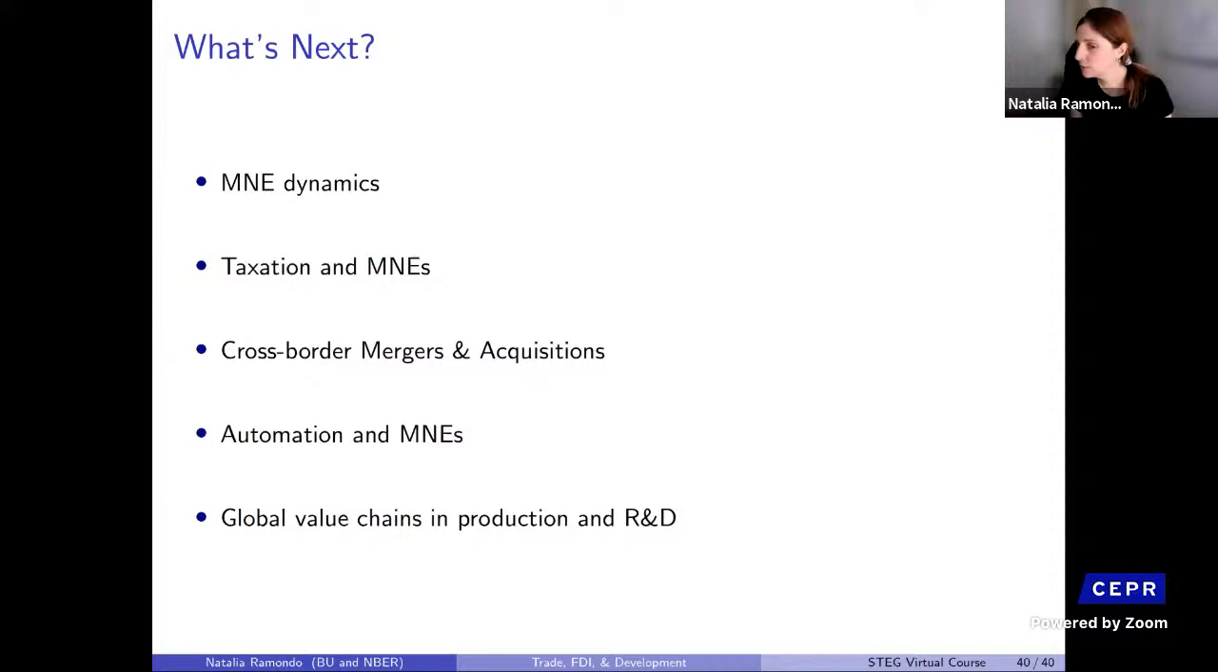Also, what's the role of MNEs in automation and the adoption of robots, and how will that play with offshoring? I think that's a growing area. And finally, global value chains, not only in production, but also in R&D. So MNEs slice the R&D chain across countries the same way they slice the production chain. And again, not all R&D is the same. There might be more gains from doing some and not others. Well, we need to see it, with theory and data. So thanks very much.